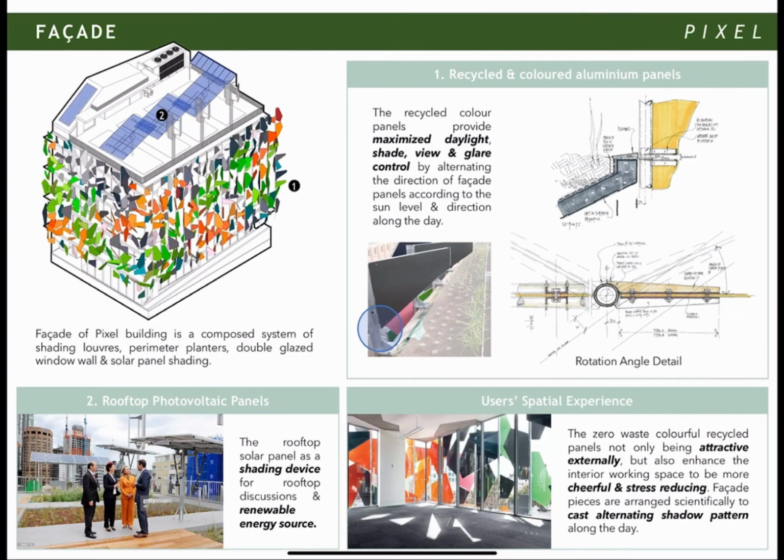Part of Pixel building is a composed system of shading louvers, perimeter planters, double glazed window wall, and solar panel shading. The recycled aluminum panels provide maximized daylight, shade, view, and glare control by alternating the direction of facade panels. Secondly, the rooftop solar panel is utilized as a shading device and as a renewable energy source. The colorful aluminum panels are not only attractive externally, but also enhance the interior working space to be more cheerful and stress-reducing. The facade pieces are arranged scientifically to cast alternating shadow patterns along the day.